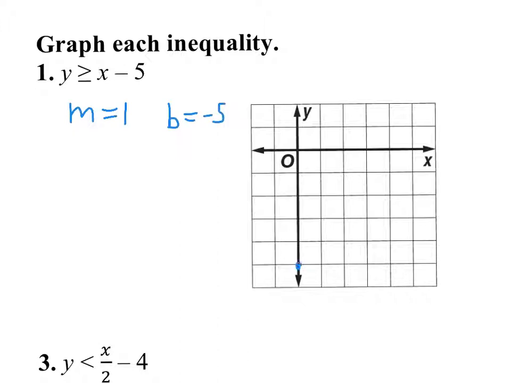So we start at our y-intercept, which is -5. And from there we go up 1 and to the right 1. All right, because the problem says greater than or equal to, we're going to put a solid line. And the only difference now, you're going to shade one of the sides. So greater than means you're going to shade above the line.